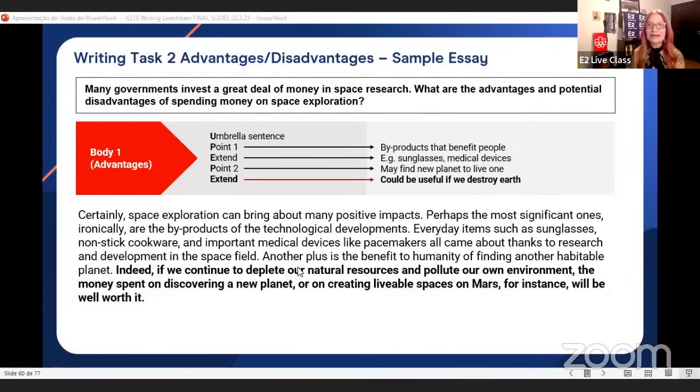IELTS is testing your skills in developing ideas, putting ideas together. So even if it's not accurate, that's okay. It just has to be reasonable, okay? Indeed, if we continue to deplete our planet, our natural resources, or pollute our own environment, the money spent on discovering a new planet or on creating livable spaces on Mars, for instance, will be well worth it.